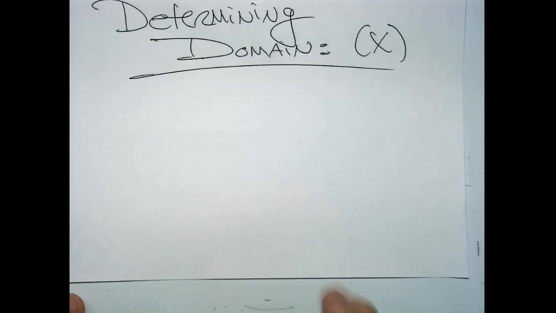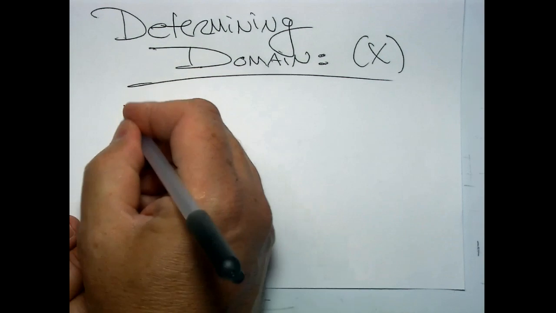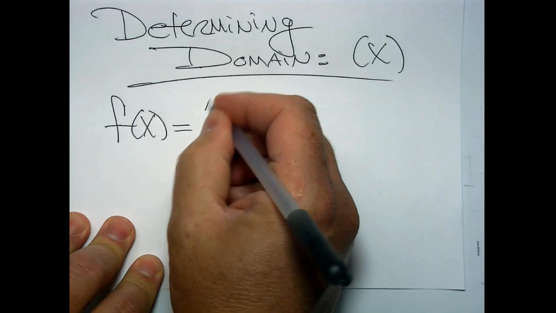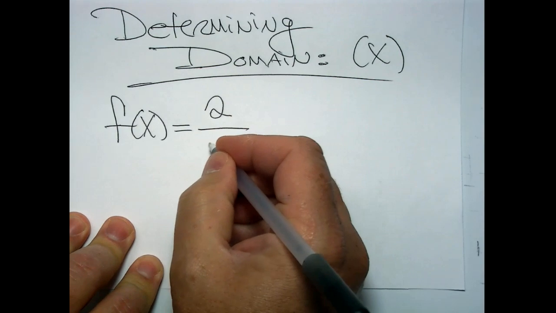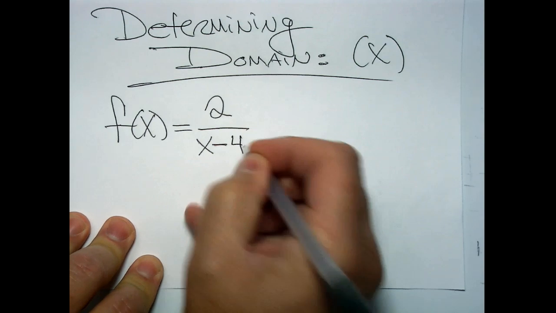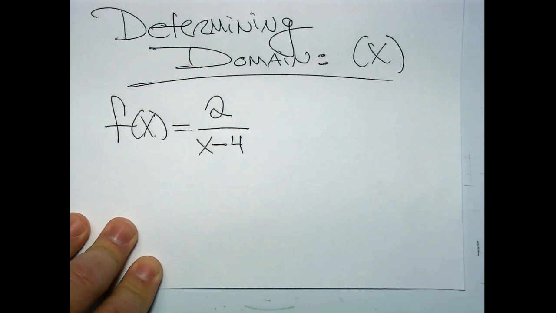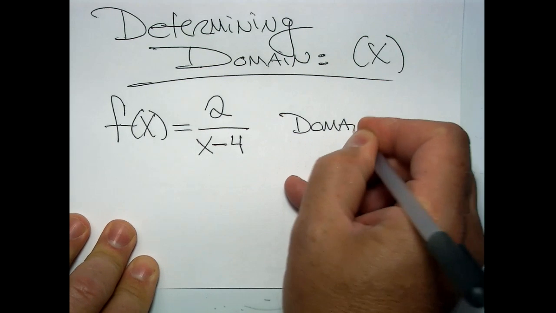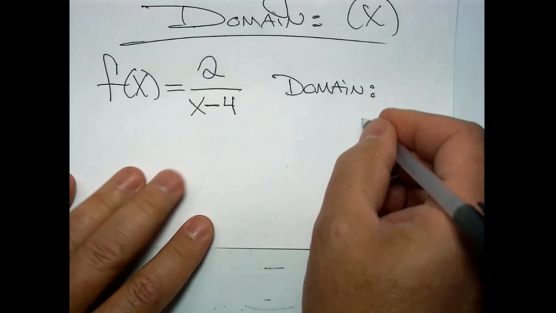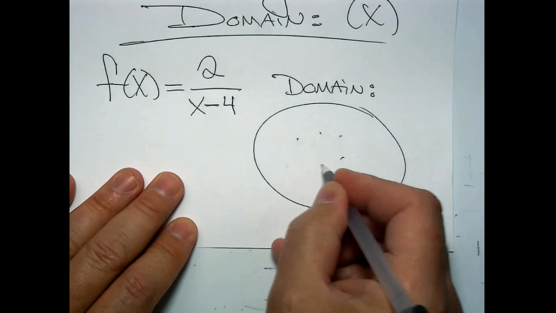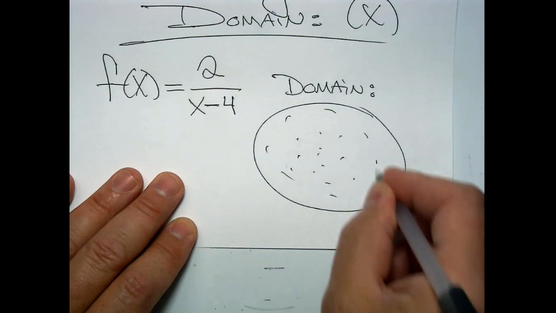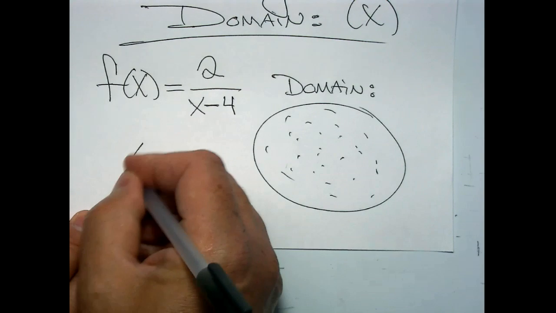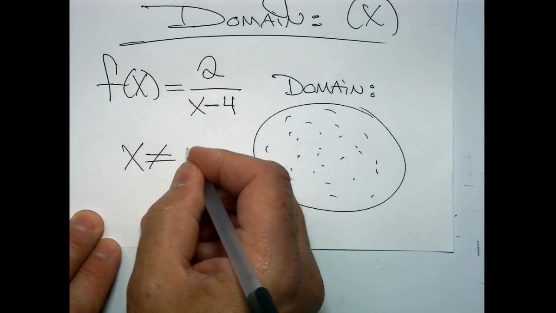Domains are x's. I want you to take a look at this function and tell me which x value will cause it trouble. And if you look carefully, you'll realize that it's 4. So my domain would be defined as a big bubble of numbers. They're all in here. A bunch of real numbers, except there's one that's not in this bucket. x may not be equal to 4.